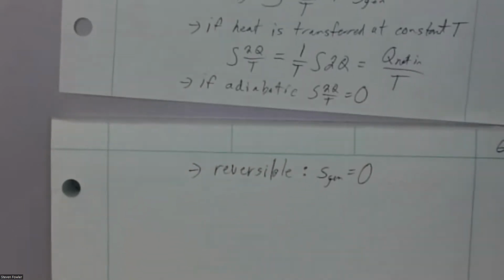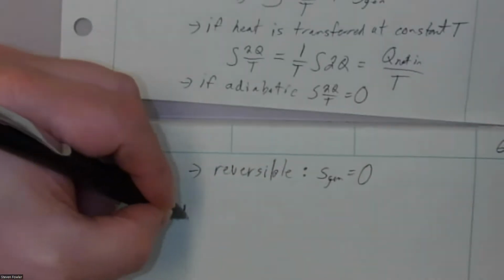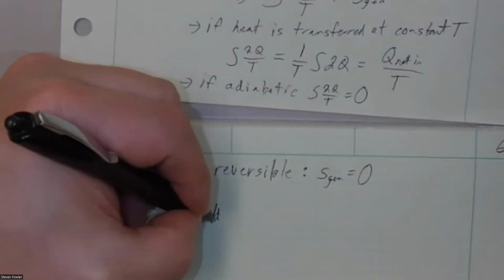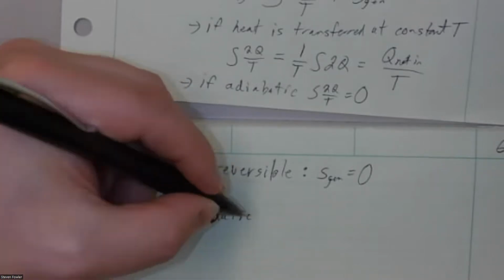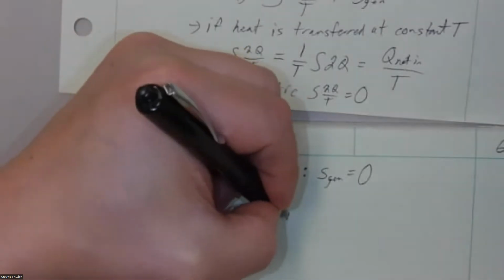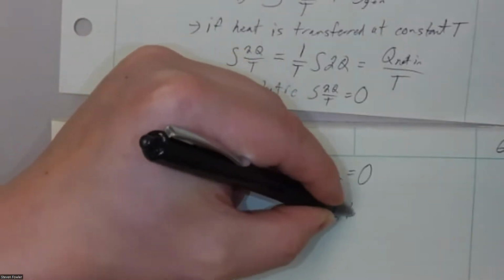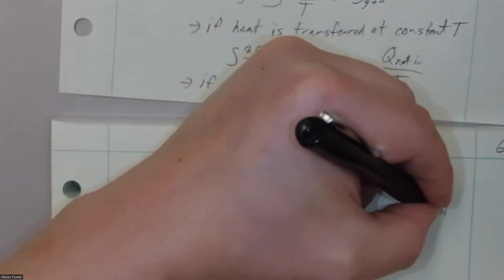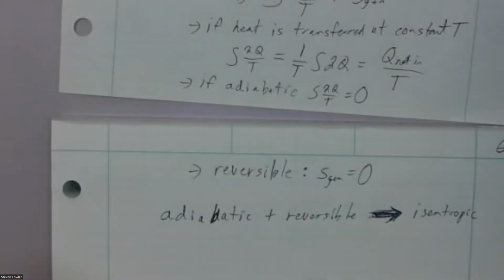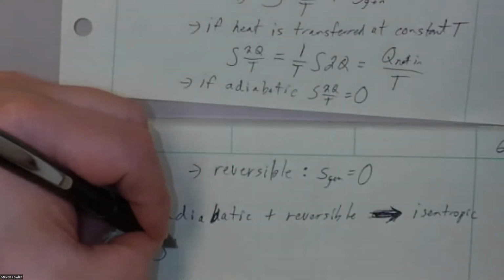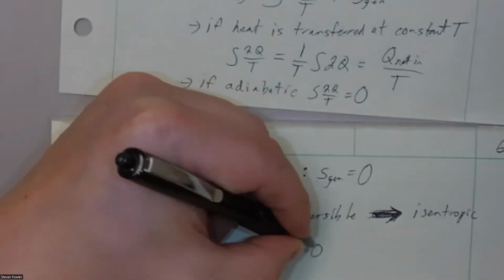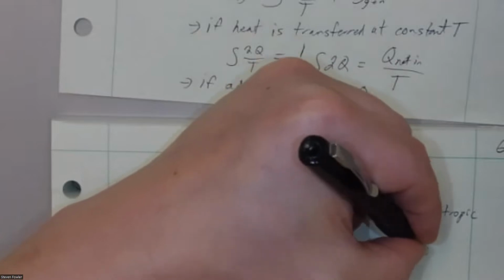Adiabatic, we'll write that. We've written this several times, but I don't mind writing it again. It's important. Adiabatic, there's no heat transfer, plus reversible. I'm going to draw an arrow here. I'm very deliberate about this. I'll draw an arrow and say that is what we call isentropic. So if this integral dq over T equals 0 and s gen equals 0, then s2 minus s1 equals 0.